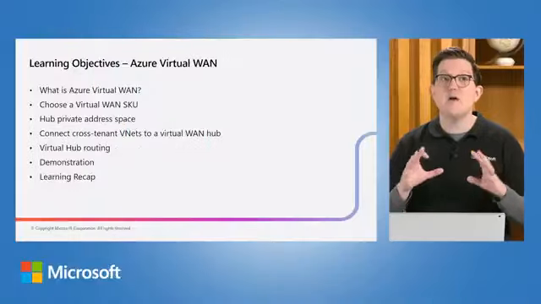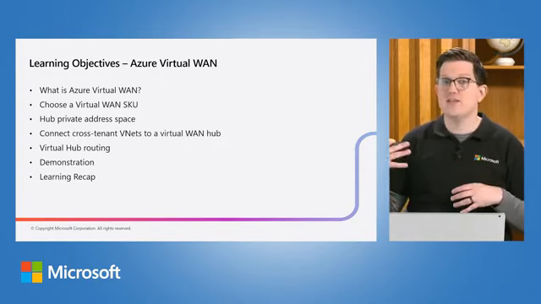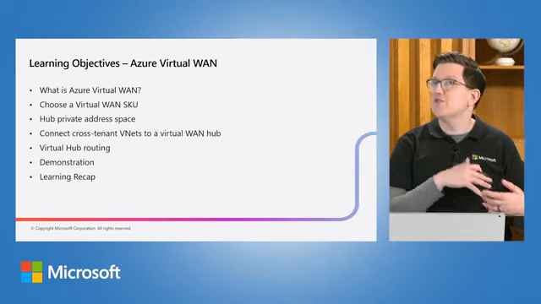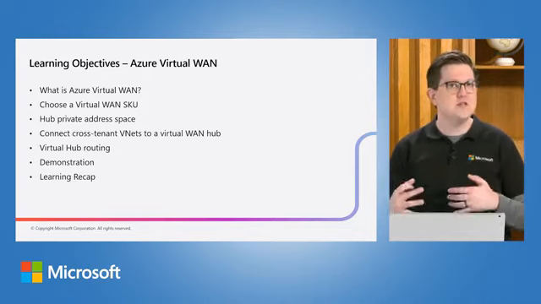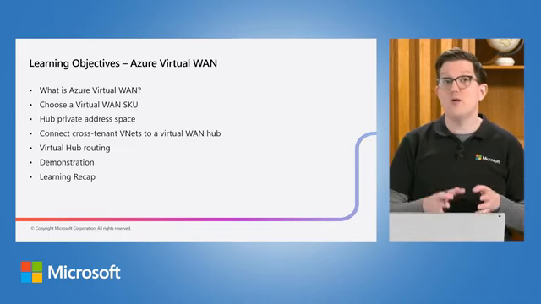We're going to start with just a little bit of what it is, and then go through how to actually choose things like the right SKU and plan out the right address space. There's a couple of choices you need to make along the way just to make your journey to using a wide area network smooth.